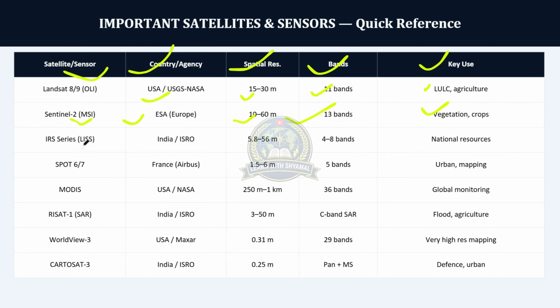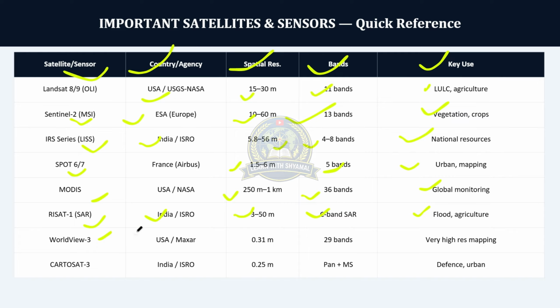IRS series, India and ISRO, 5 to 56 meter, 4 and 8 bands, national resources. SPOT 6/7, France, Airbus, 1.5 to 6 meter, 5 bands, urban and mapping. MODIS, USA and NASA, 250 meter to 1 kilometer, 36 bands, global monitoring. RISAT-1 SAR, India and ISRO, 3 to 50 meter, C band SAR, flood and agriculture.